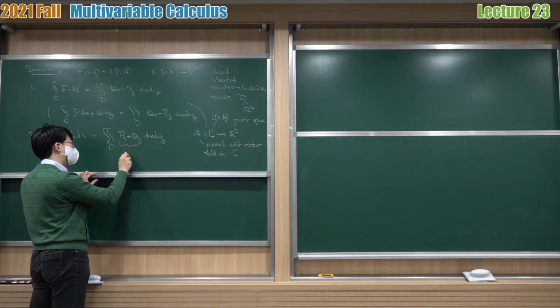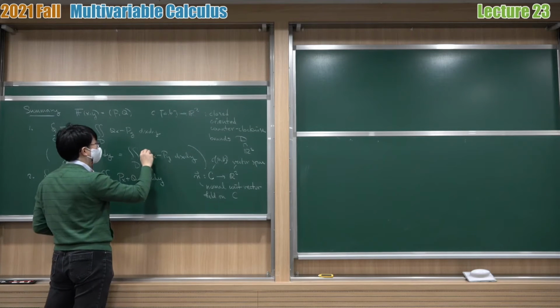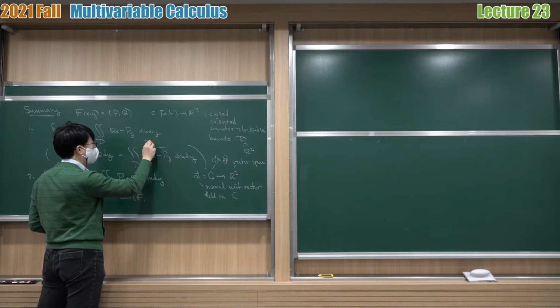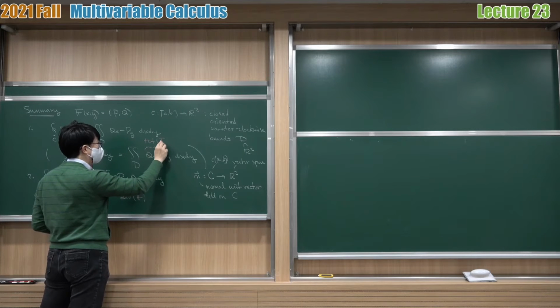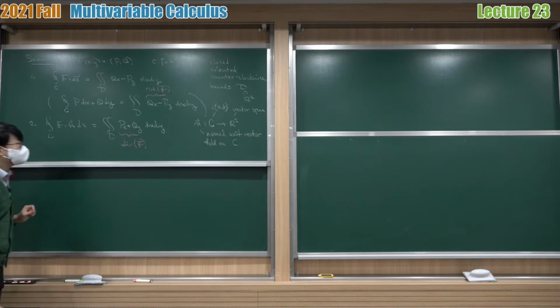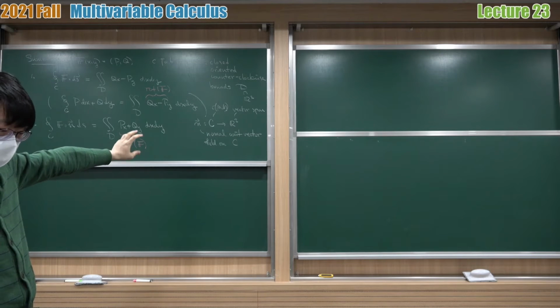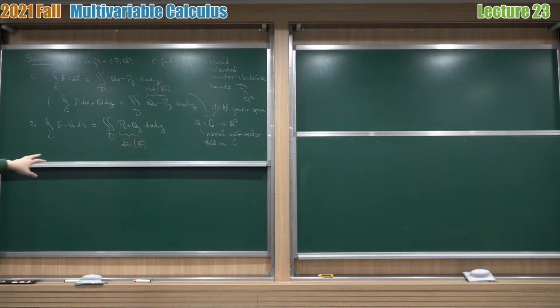But before I move on, let me denote that this is called the divergence of F, and this is called the rotation of F. Okay. So the first one is called Green's theorem, and the second one has no name, but it's a two-dimensional version of the divergence theorem.